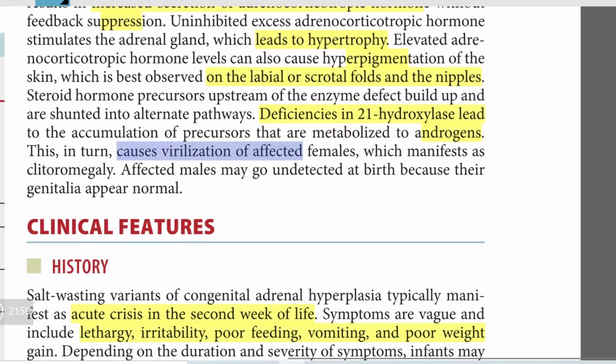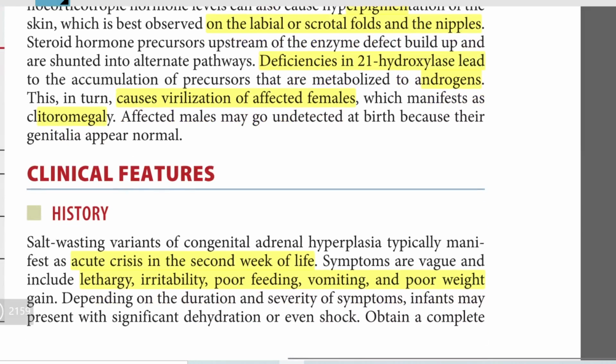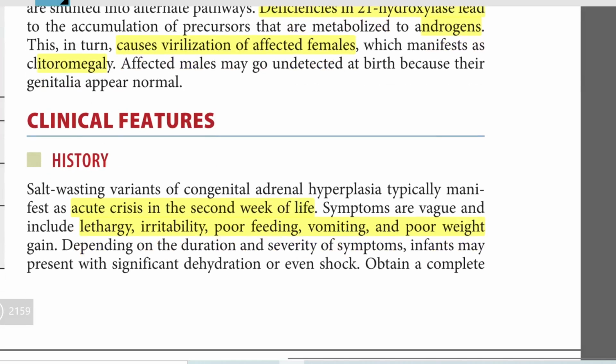So this in turn causes virilization of the affected females, which manifests as clitoromegaly. In affected males, it may go undetected at birth because the genitalia appear normal. So coming to the clinical features, most of the patients will have salt wasting variants.